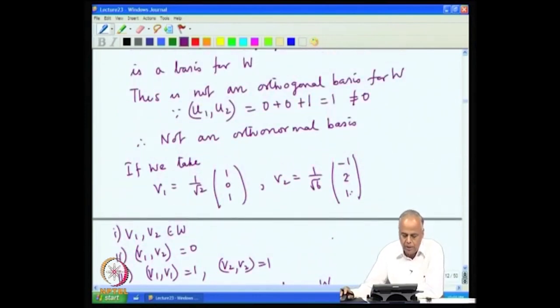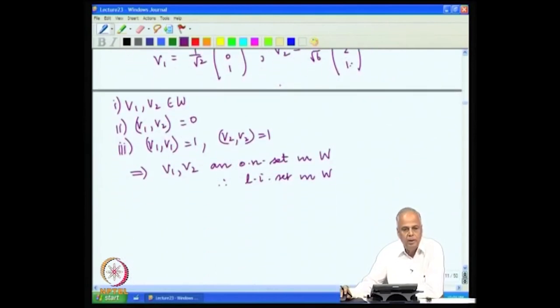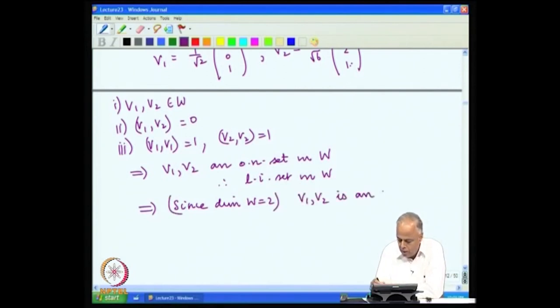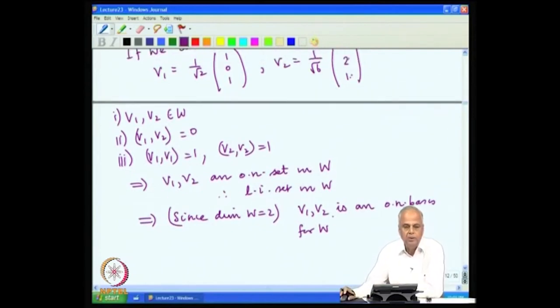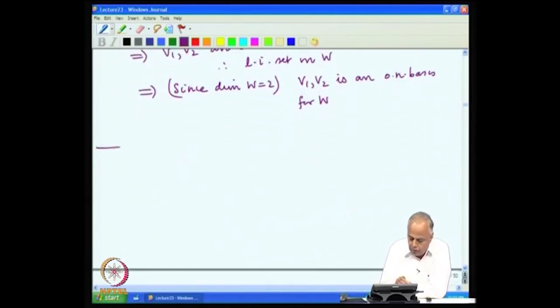Since U1, U2 is a basis for W, the dimension of W is 2. Any two linearly independent vectors in W will form a basis, which says that since dimension W equals 2, V1, V2 is an orthonormal basis for W. So we have a subspace here for which we have found an orthonormal basis.